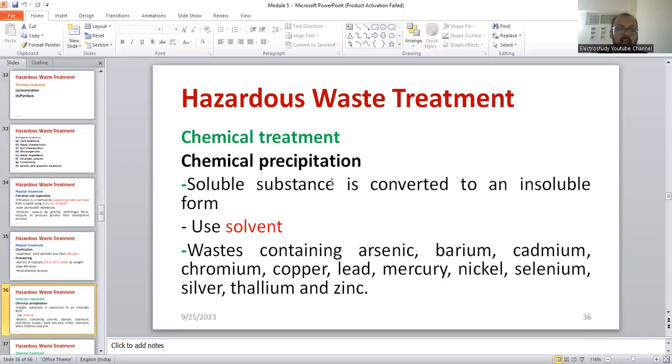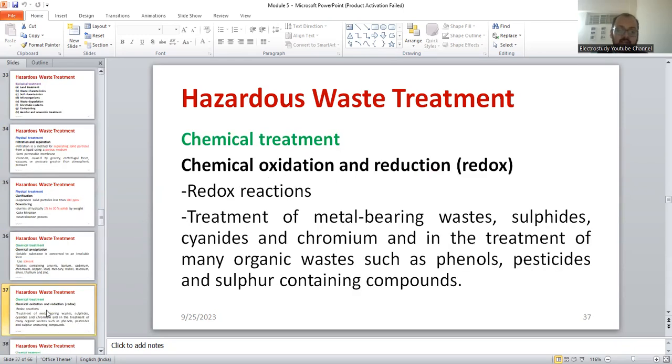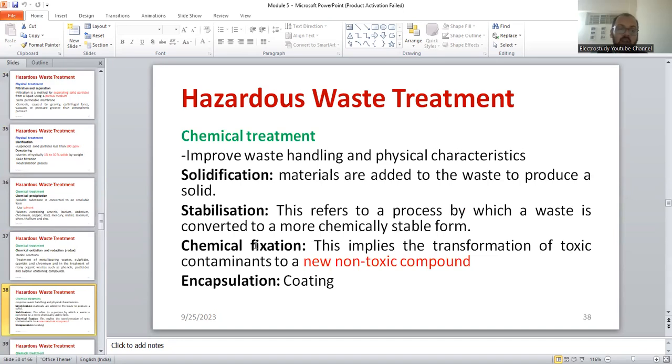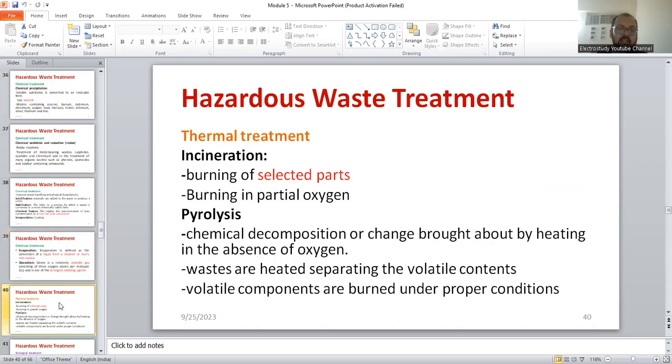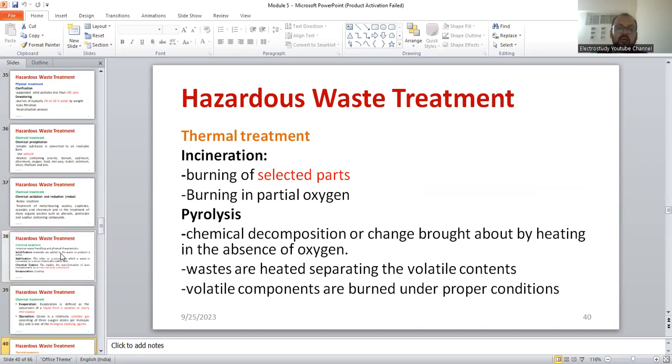Chemical treatment is chemical precipitation. You need to use a suitable solvent material. Okay, then chemical oxidation and reduction, collectively called redox reaction. Similarly, solidification, stabilization. For that purpose, you need to add a stabilizing agent. Then chemical fixation, encapsulation, coating, providing the suitable coating. All right. So evaporation, ozonization, all come under chemical treatment.